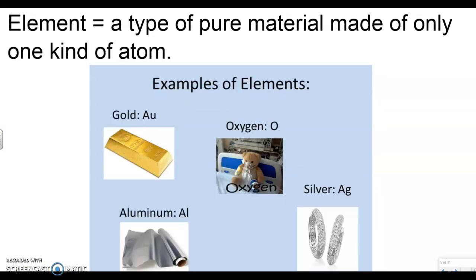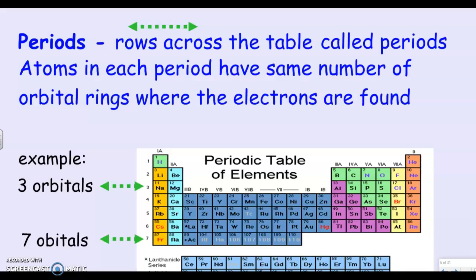Elements are pure materials made of one type of atom. To have an element, you're going to need billions of atoms so that you can actually see the material. Here are some examples of elements. The periodic table is organized into periods or rows across the table. The atoms in each period have something in common, and it's all about the electrons. Each row or period indicates the number of electron orbitals you would find.